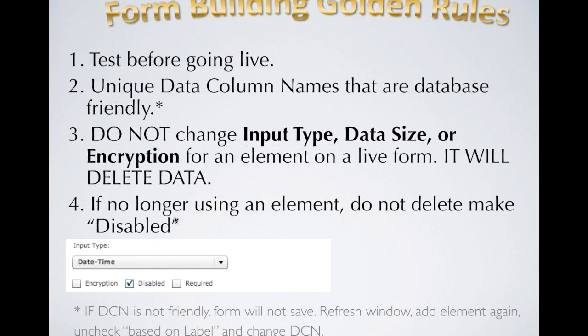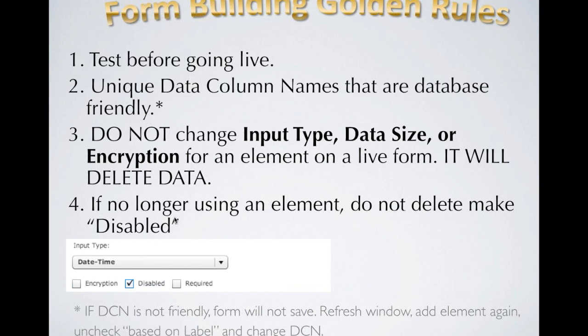Our second form building golden rule is to use unique data column names that are database friendly. If you are familiar with building out forms, you may have noticed that some terms like location, if you place location in your data column name, then you won't be able to save your form. And if that happens, you'll have to refresh your window, reopen that form, and then underneath where you place the data column name, uncheck the box that says based on label. Then you can have location for what the user sees, but maybe location underscore of user for your data column name.